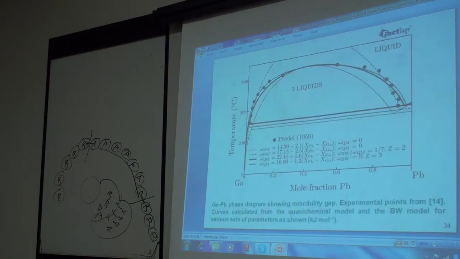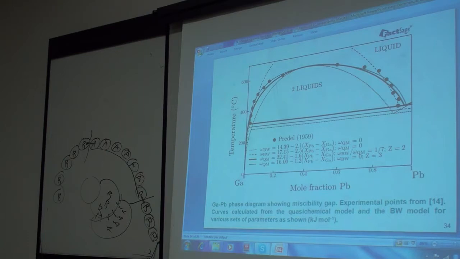Okay, so here's the same system. The big solid line was obtained with a quasi-chemical term and a Bragg-Williams term ratio of 1 to 7. Z is 2. So you don't have a lot of Bragg-Williams, it's 1 part in 7, and then you get a pretty nice fit. Or the other way of doing it is not to use a Bragg-Williams term. Here I've used Z as 3, and I get a reasonable fit too.